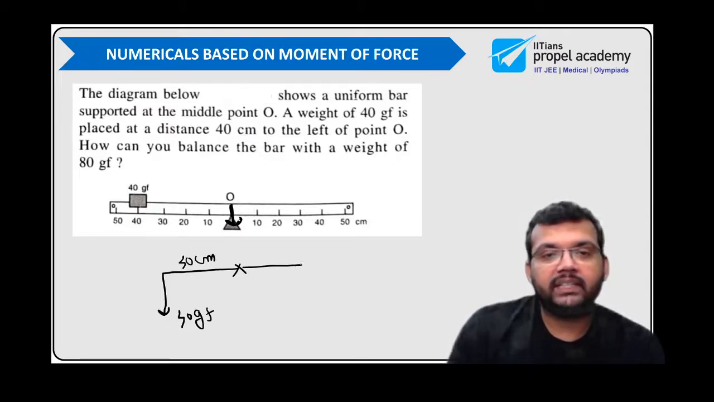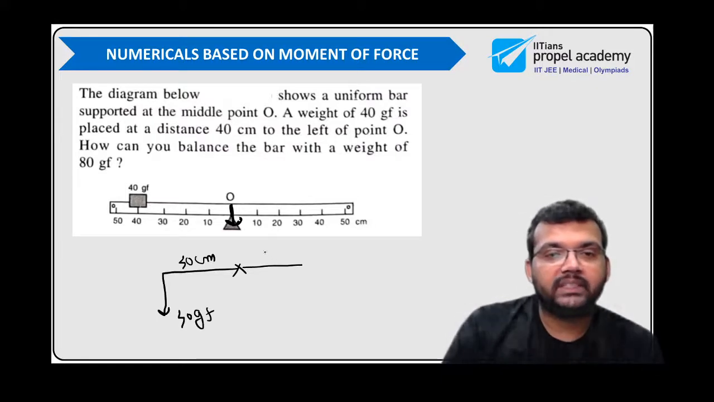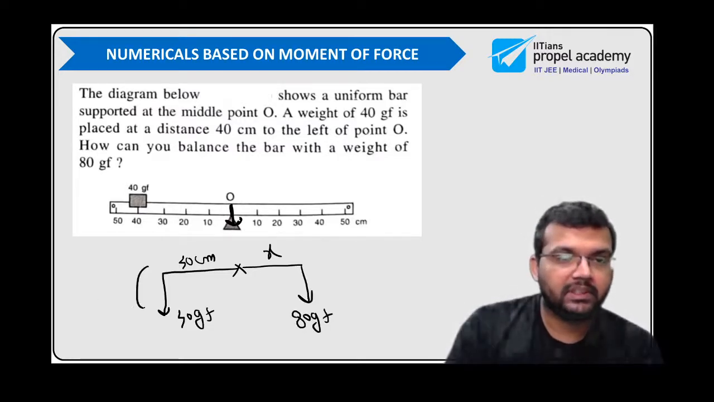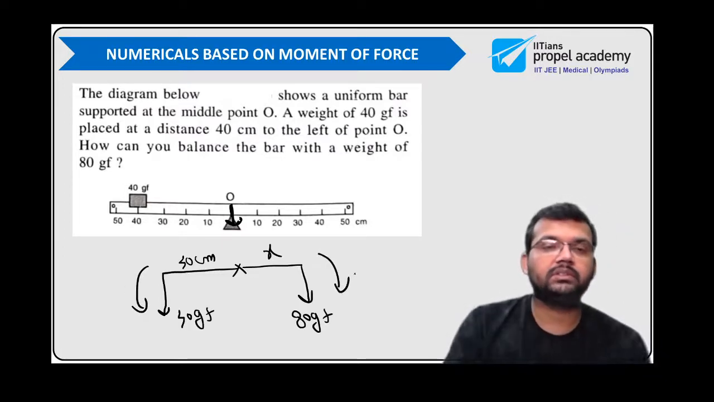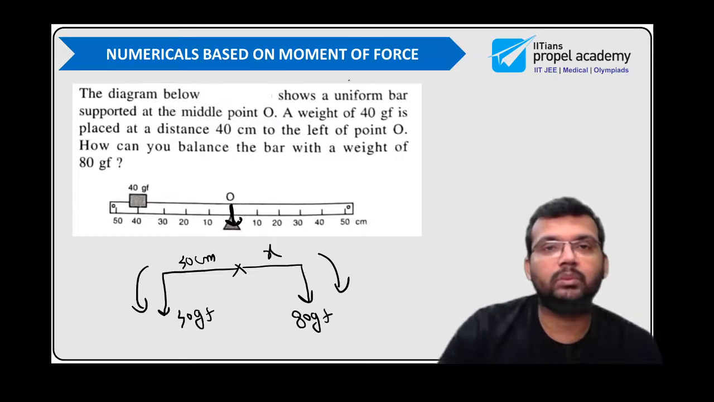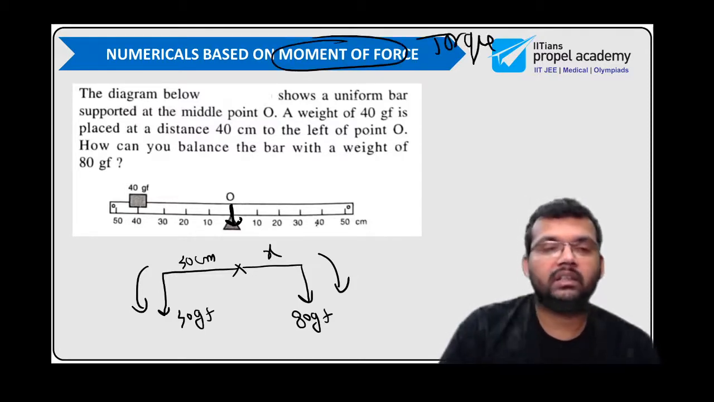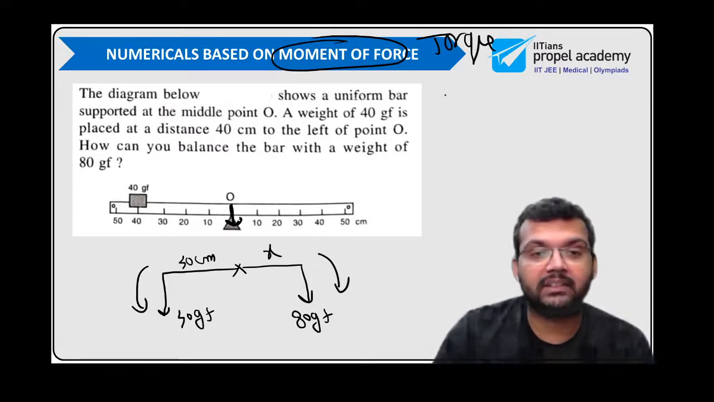And on the other side, at what distance we don't know. How much do we have to hang? We have to hang 80 GF. So now you have anti-clockwise moment of force equals clockwise moment of force. This moment of force is also called torque. So anti-clockwise torque equals clockwise torque. Just equate them, and you'll get the answer.